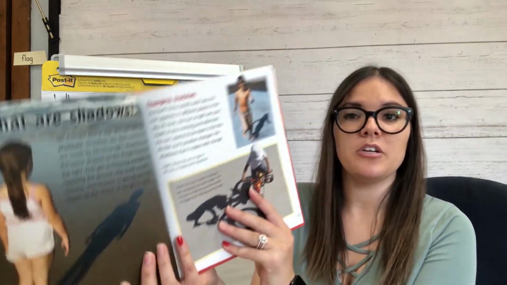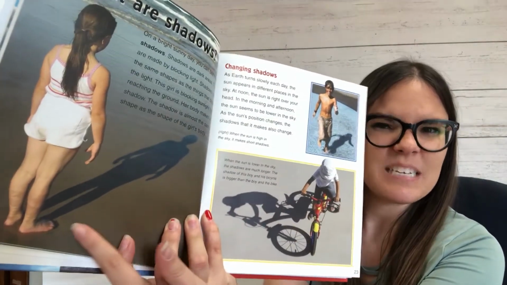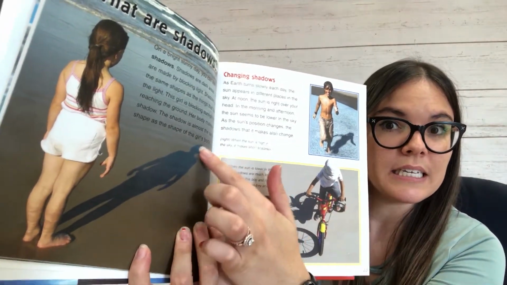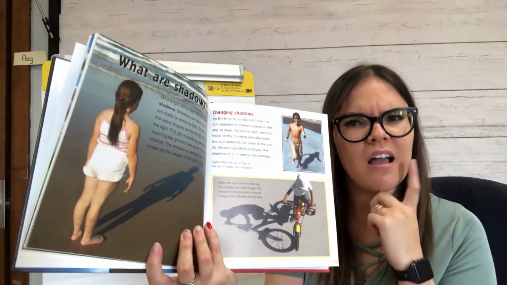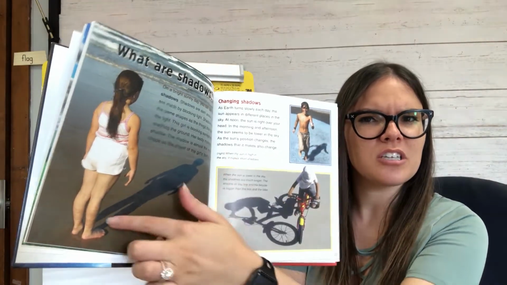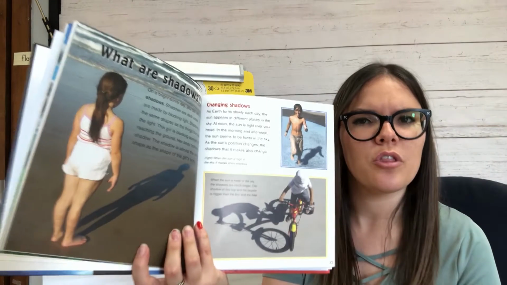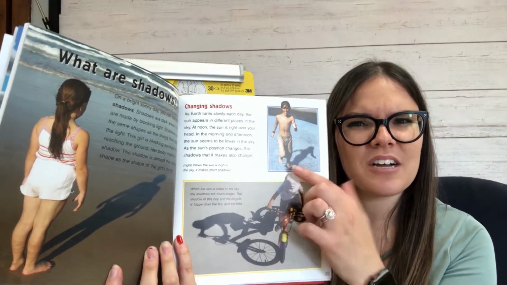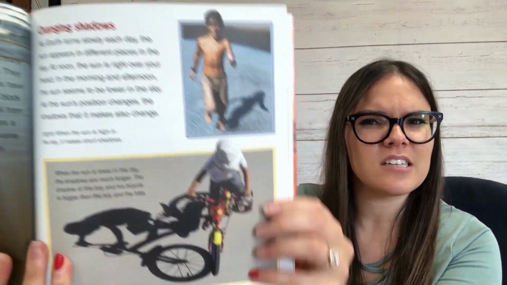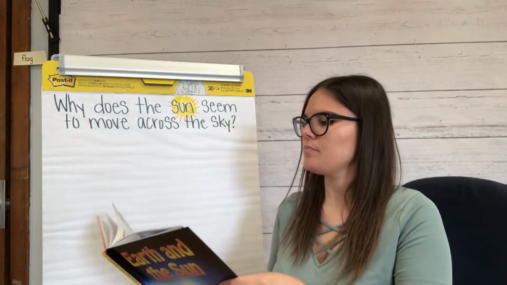That is interesting. Notice the girl is standing, and it seems like her shadow is really long. I wonder why her shadow looks a lot longer and taller than the girl. But then I'm noticing on this other page, these shadows aren't as long as the girl's shadow. Let's read to find out what they have to say.